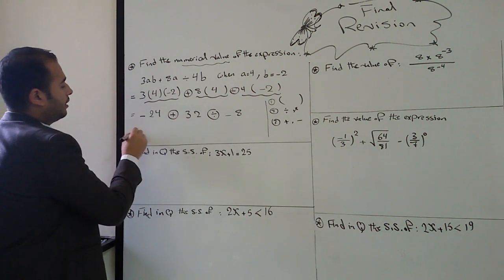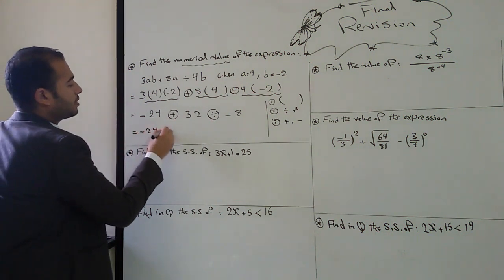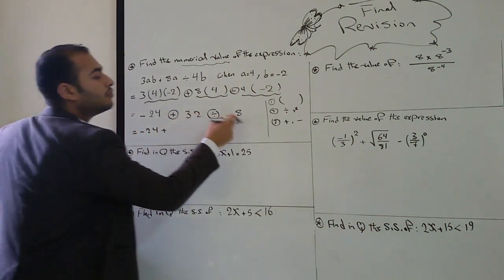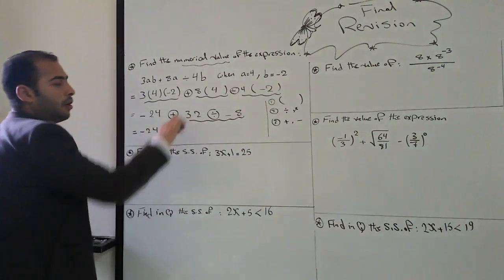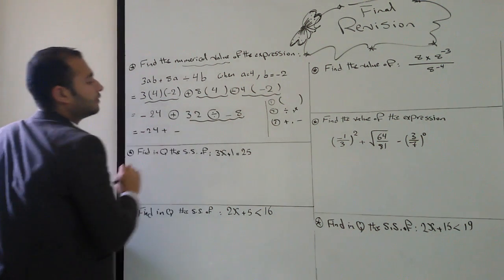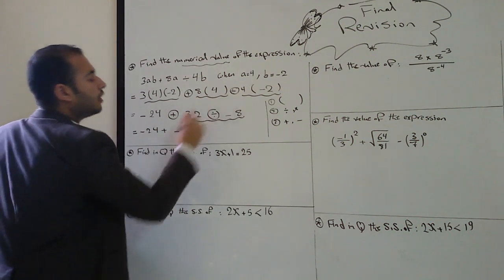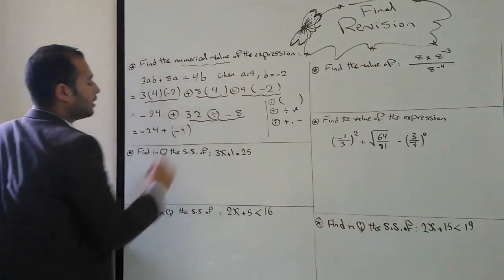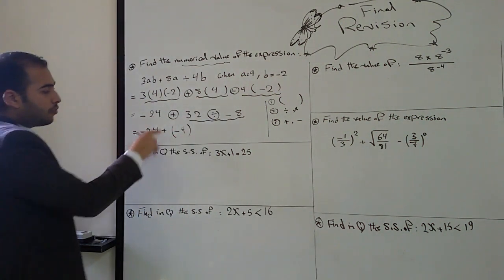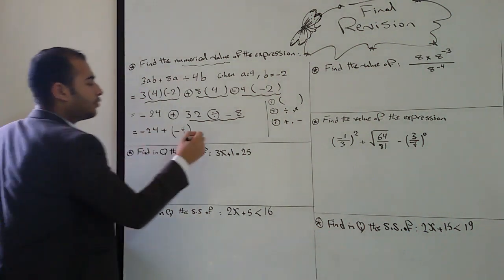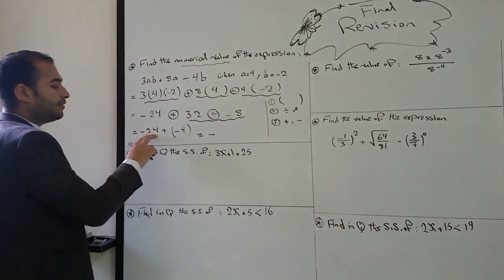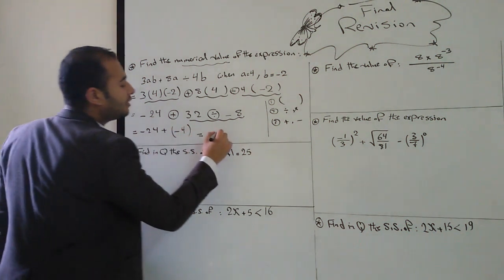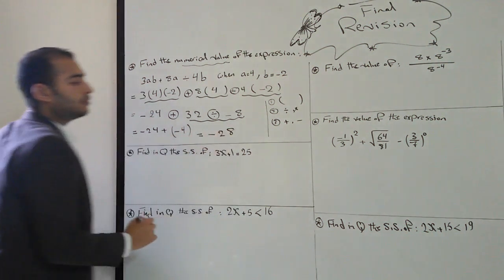Start from divide, then it equals negative 24 plus 32 divided by negative 8. Positive divided by negative equals negative. 32 divided by 8 equals 4. And then negative 24 plus negative 4. Negative and negative equals negative. Negative 24 plus negative 4 equals negative 28.